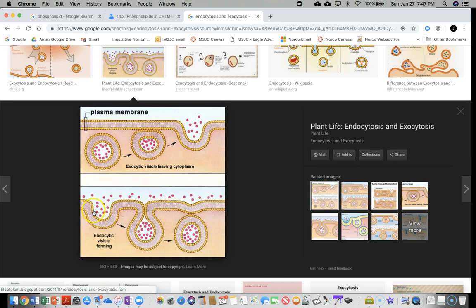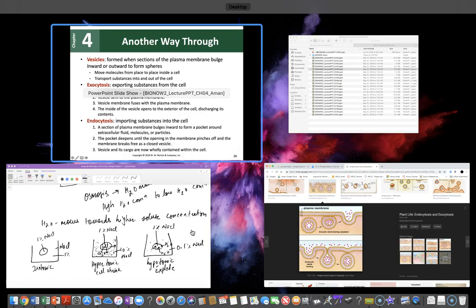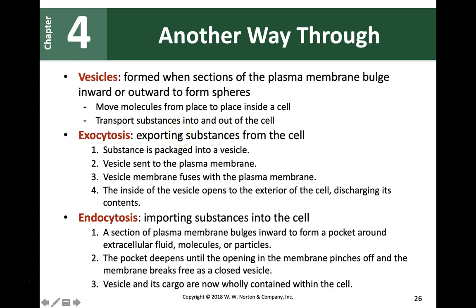So first is just the bend. Things come in, and then you can see it pinches out. It pinches out and becomes this complete vesicle, and this can now go anywhere inside the cell. Okay, so pretty much, guys, that's the end of this chapter.